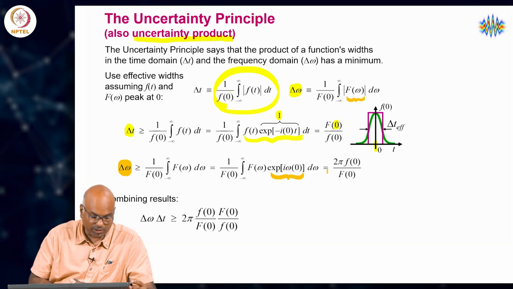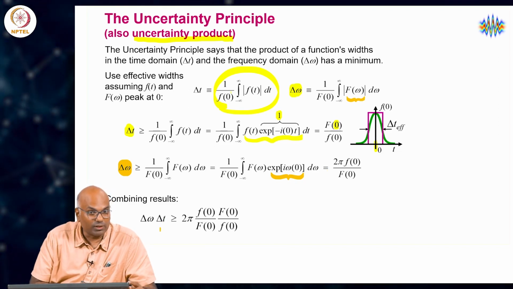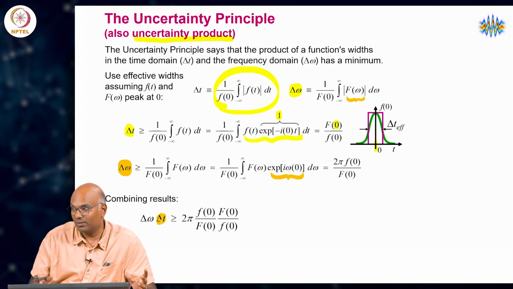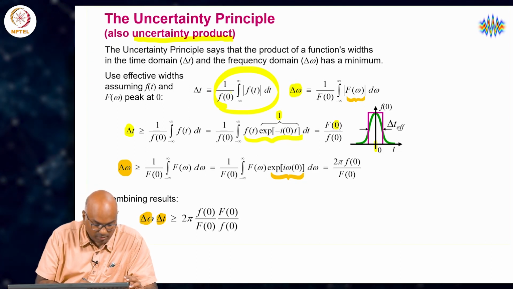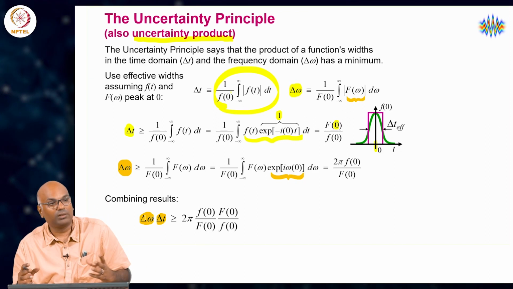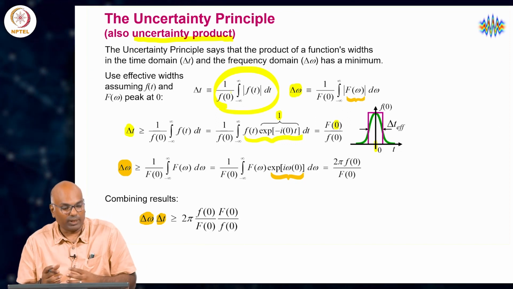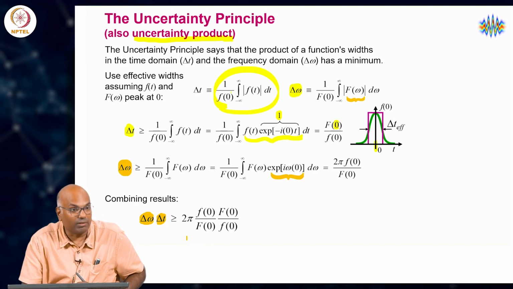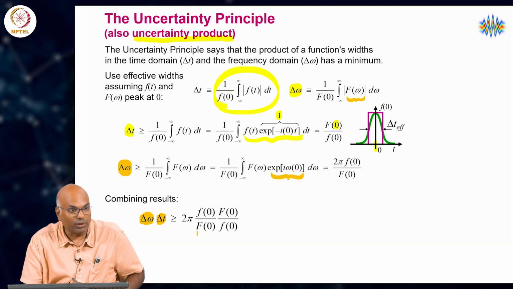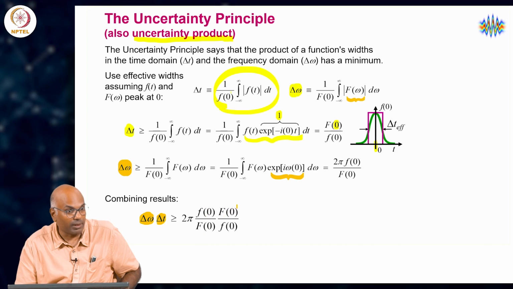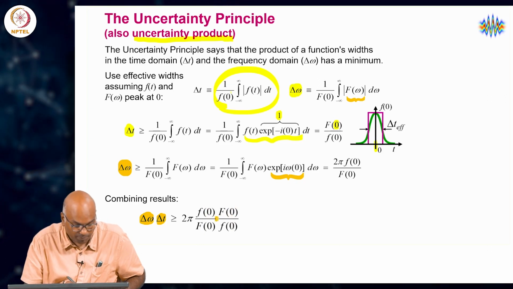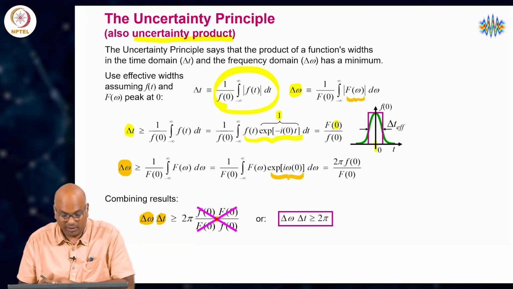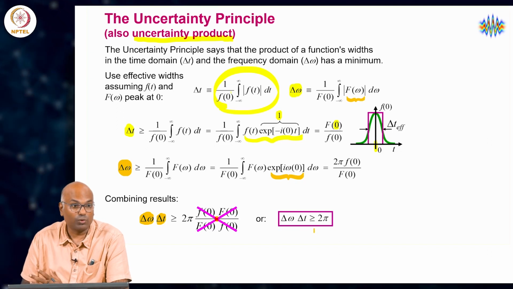So, combining these two results, delta omega delta t, this product of what? Product of time, the temporal width, and omega, the bandwidth, the spectral width. The product of the time width and the spectral width, or the time bandwidth product, is necessarily always greater than 2 pi times little f of 0 divided by capital F of 0 multiplied by capital F of 0 divided by little f of 0, or we tease out the so-called uncertainty relation.